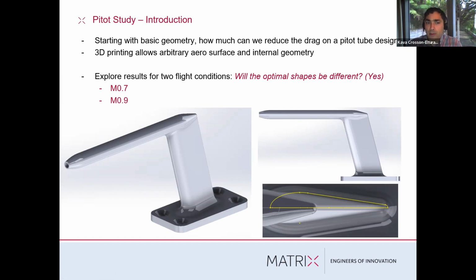So we're going to explore how to make this geometry better in an automated way with the adjoint solver at 2 different flow rates. So Mach 0.7, Mach 0.9, and see, what's the difference between those two, and what kind of gains can we get out of it?